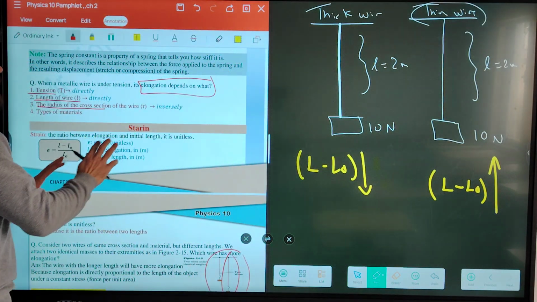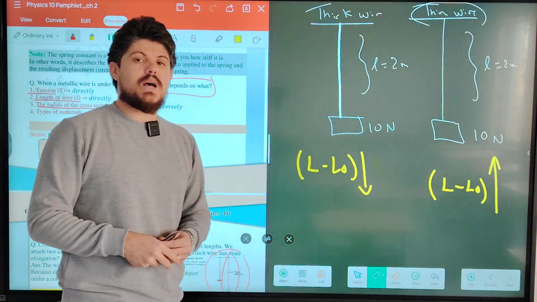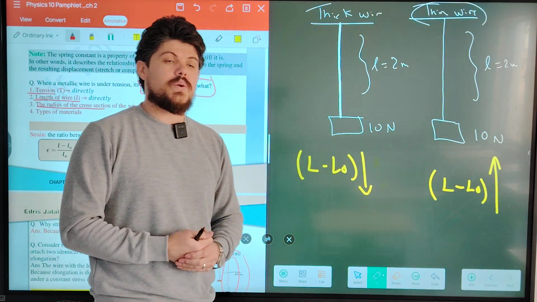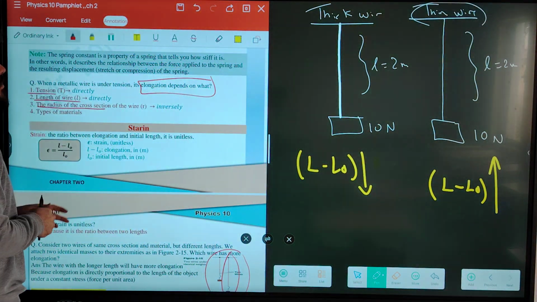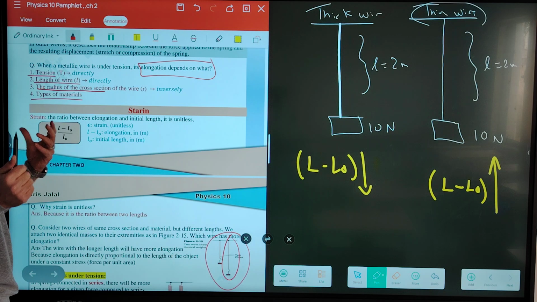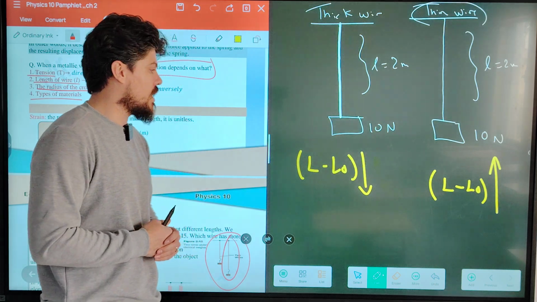Okay, so now I'm going to explain the reason why the wire with the more cross-section area has less elongation while the wire with the thin cross-section area has more elongation. We have this question now. I'm going to explain after this. And the fourth factor is the type of the material. The type of the material also affects the elongation of the wire.